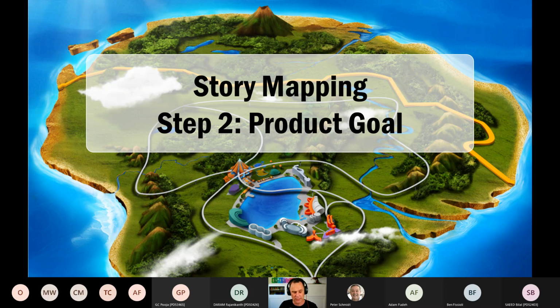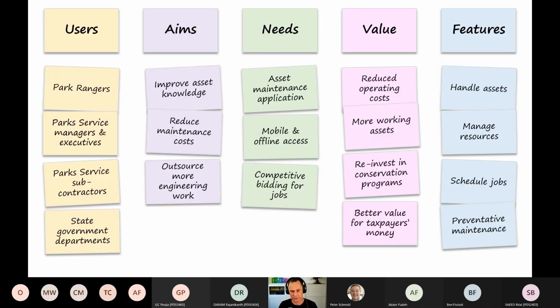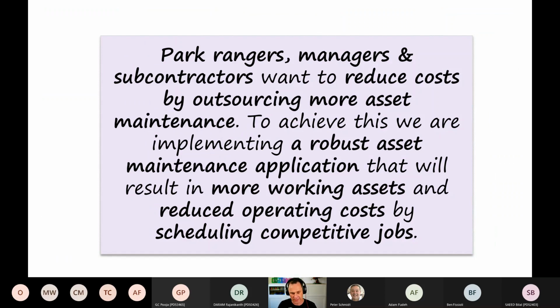The next thing we need to do is to help our team understand our product goal. So it's going to be Claire's responsibility as the product owner to help the team understand her vision for this application. And she can either write it herself and present it to the team, but what Claire wanted to do was to involve the team, get them involved in describing the value that this application is going to bring to the organization. So they went through a bit of a brainstorming exercise. They spent a few minutes writing some ideas down under those headings, so the users, their aims, the needs that they had, the value that they would get, and the features that they would need. And when they distilled all of that into one phrase, this was the product goal that they came up with.